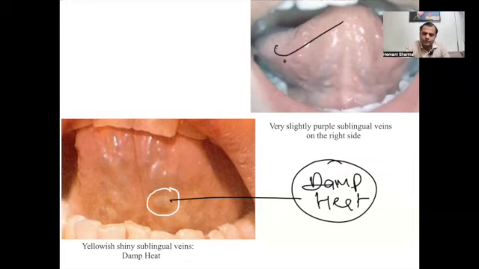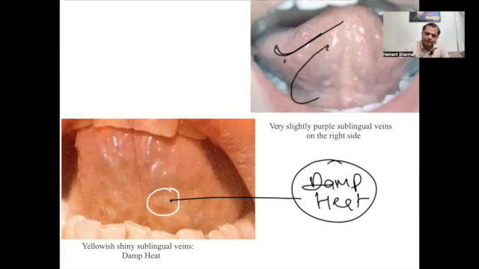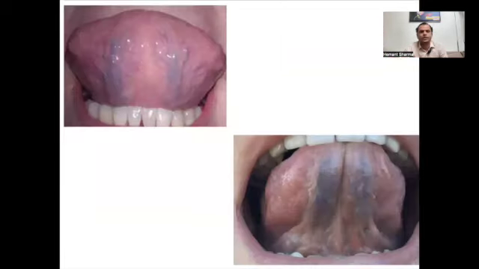If you see the other image, then we can see the purple sublingual vein. Purple sublingual vein, right? So you can find the purple color looks like this. Now look, very clearly visible.